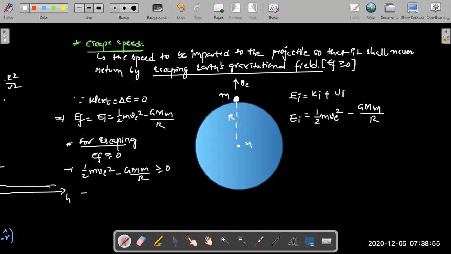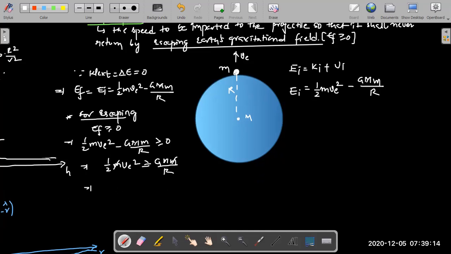Greater than or equal to 0. So this implies I can say half m V_e squared is greater than or equal to G capital M small m by R. So we can cancel the value of small m. So from this, we can say that V_e squared must be greater than or equal to 2G capital M by R. So from this, V_e must be greater than or equal to under root 2G capital M by R.